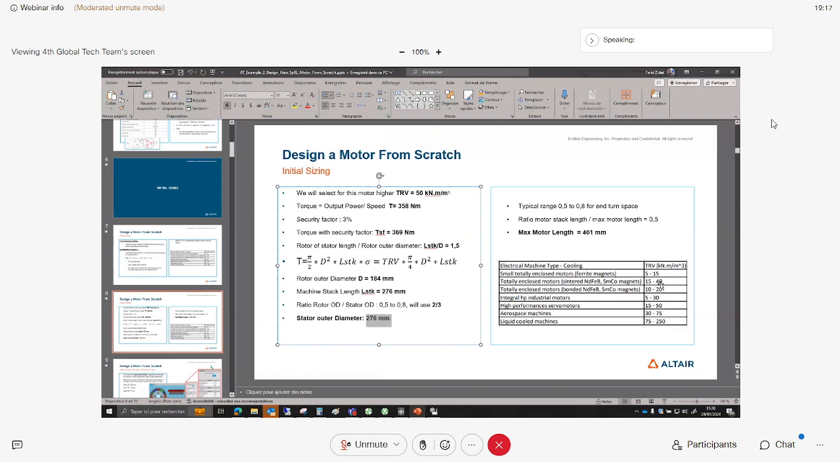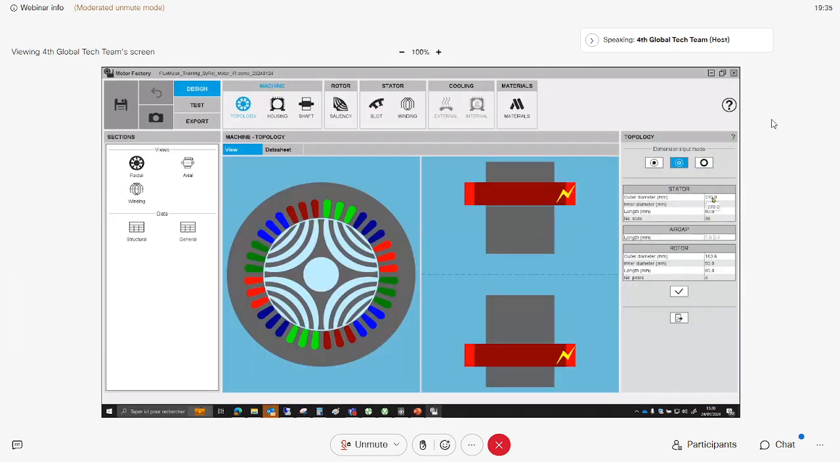So we are quite sure that the maximum length of this machine will be 461 millimeters. Then we have all we need to start with the motor. We have the outer diameter of the stator, the outer diameter of the rotor, and the stack length. So we only miss the number of slots, the number of poles, and the length of the air gap.